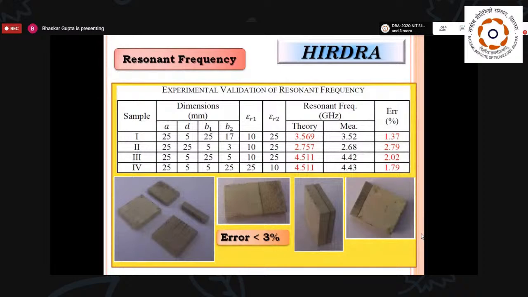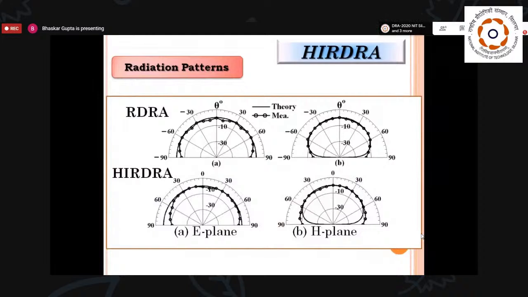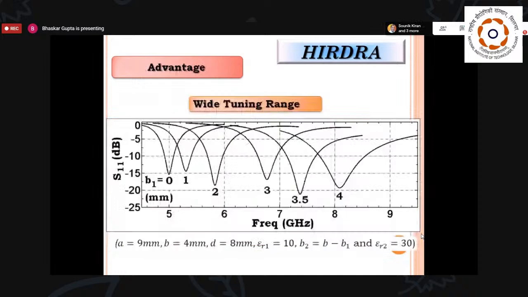You see, these are the results for experimental validation of resonant frequency and error percentage is, I think, acceptable. And these are, once again, the comparison of theory and measurement in case of radiation pattern. Pattern was computed as before using equivalence principles and thereby generating the equivalent electric and magnetic surface currents. The most interesting point is, why did we extend our earlier work to this inhomogeneous case?